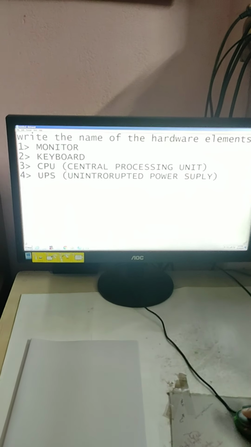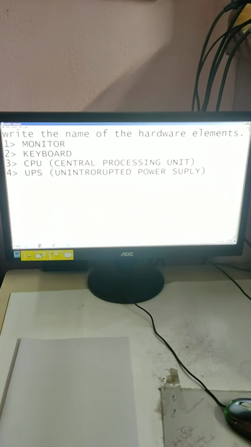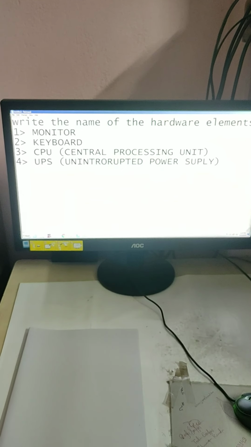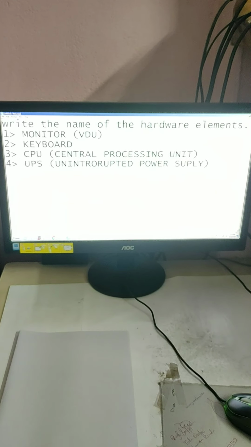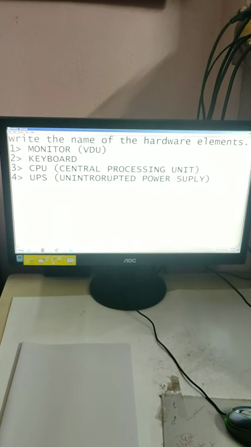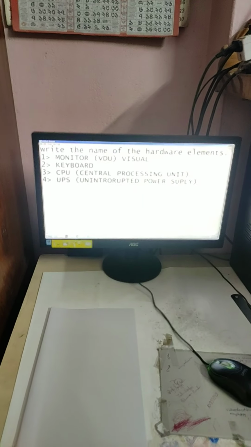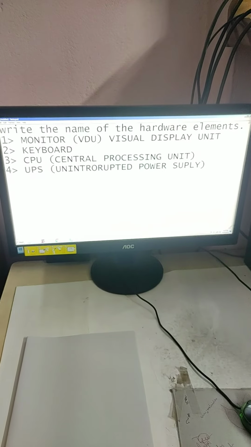And we can also write monitor as VDU, Visual Display Unit.